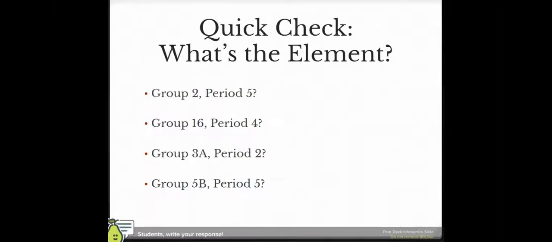All right, and that's time. So what elements do we discover using these brief descriptions?